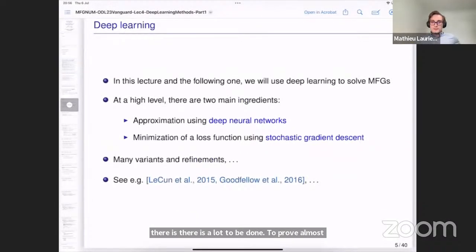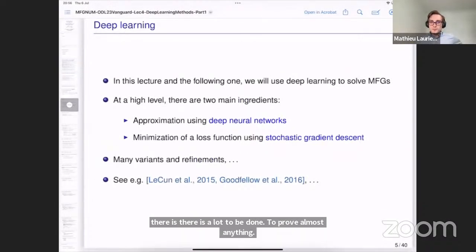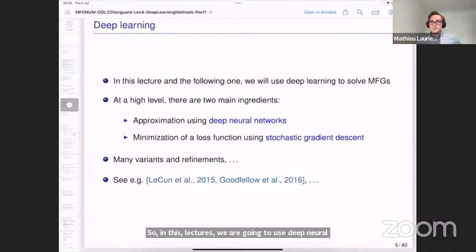So in these lectures, we are going to use deep neural networks and deep learning. There are two key ingredients. One is to have an approximation technique, I mean, a set of approximators. And for this, we are going to use deep neural networks. And the second ingredient is to train or to tune the parameters of the neural networks. And we are going to do that using stochastic gradient descent or some of its variants or variations.